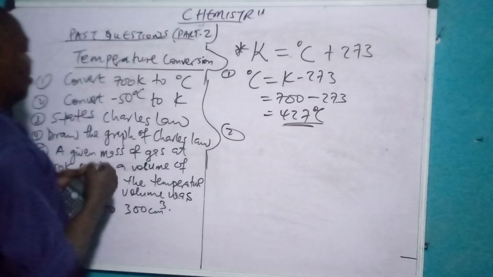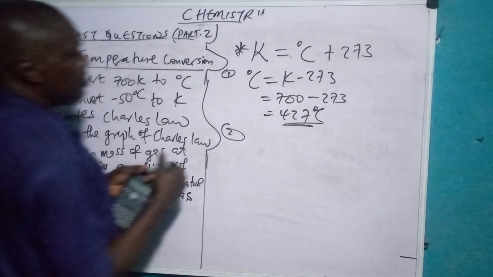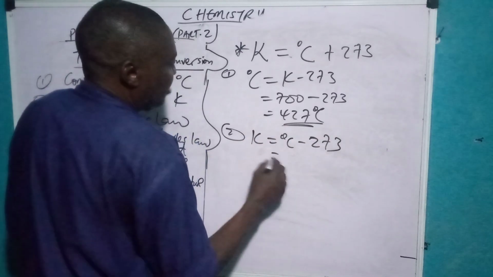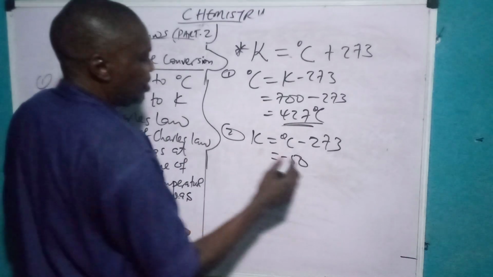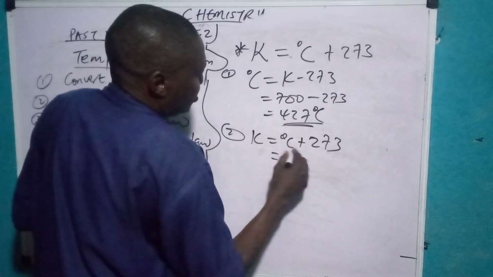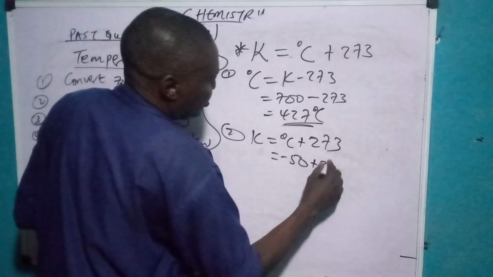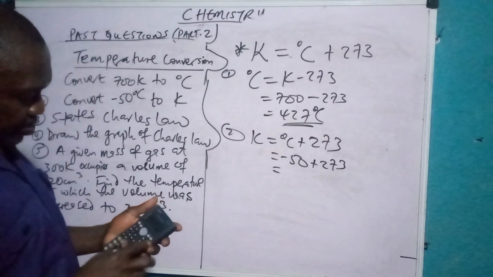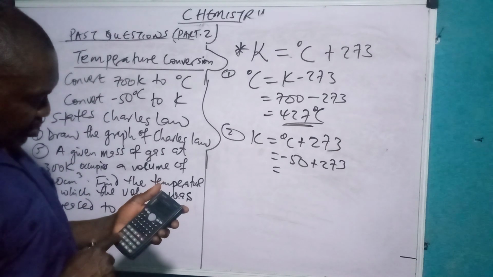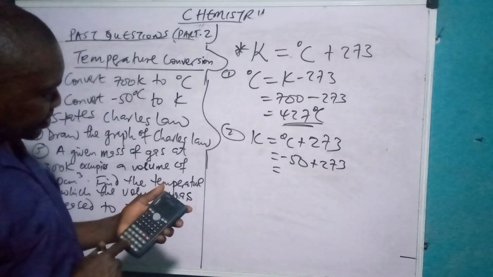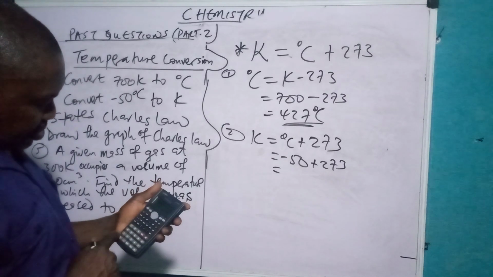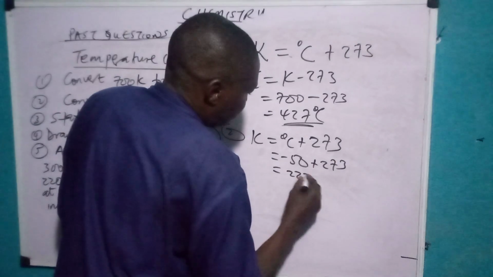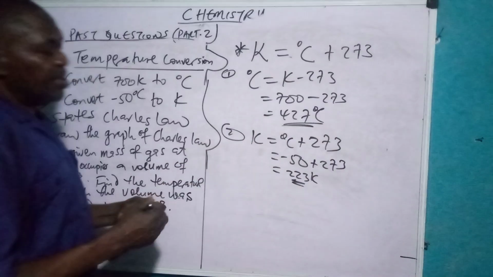Question 2, convert minus 50 degrees Celsius to Kelvin. You say Kelvin equals degrees Celsius plus 273. They say minus 50 degrees Celsius, so degrees Celsius plus 273. So let's see how it goes. 273 minus 50 is 223 Kelvin. So this is how you do it.